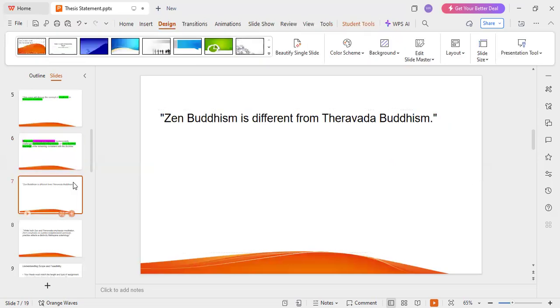And if we move to this one, how about this one? Is this a good thesis statement?